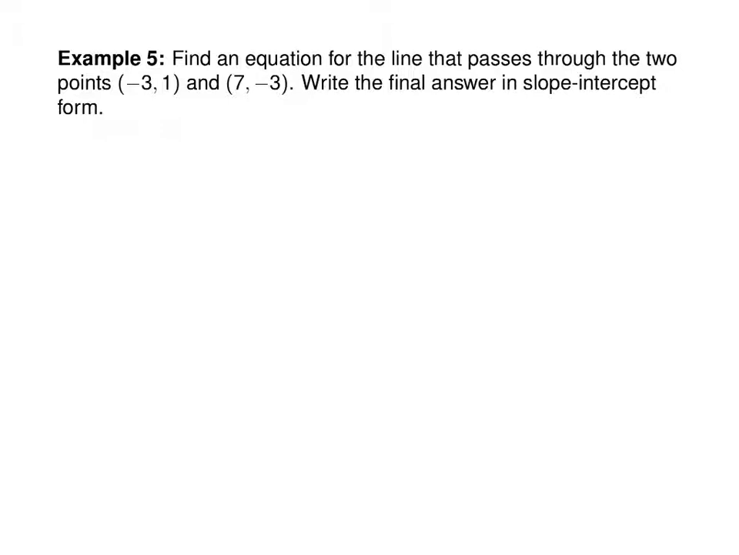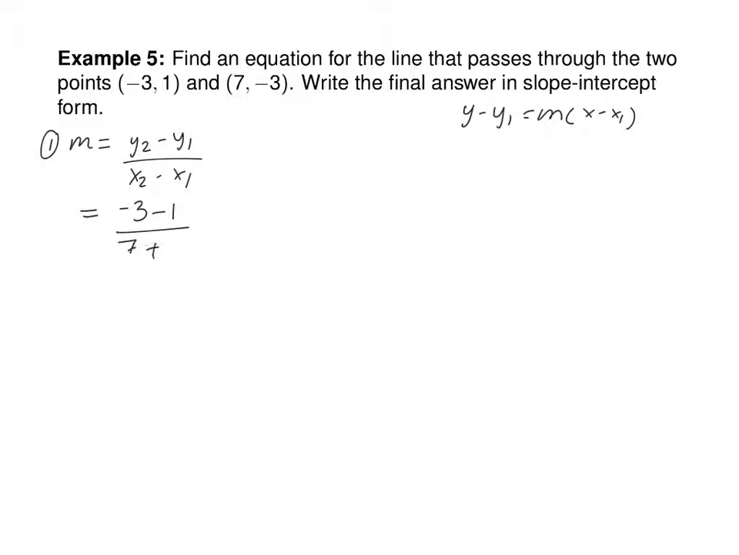So to plug into point-slope, I need a point and a slope. I have 2 points, and you're like, you cheater, you give me a slope. But can you find a slope? Okay, so step one is to get the slope. So m is y2 minus y1 over x2 minus x1. So that's negative 3 minus 1 over 7 plus 3, which is what? Or reduced, negative 2 over 5. Great.